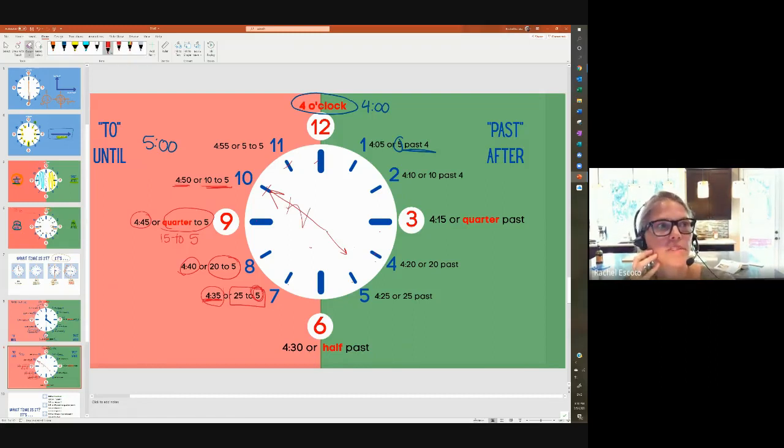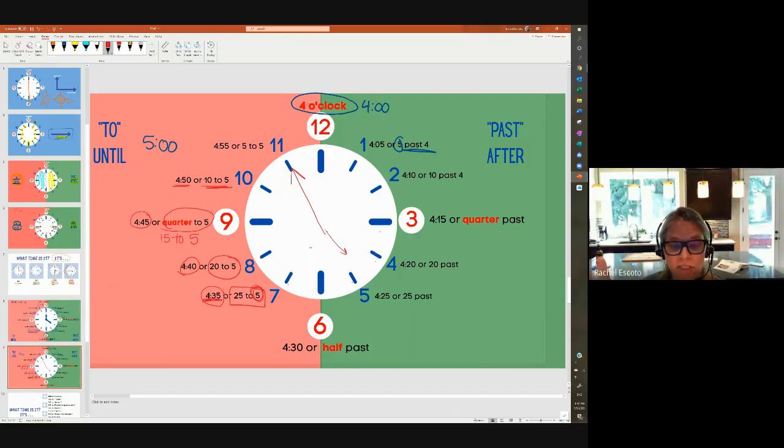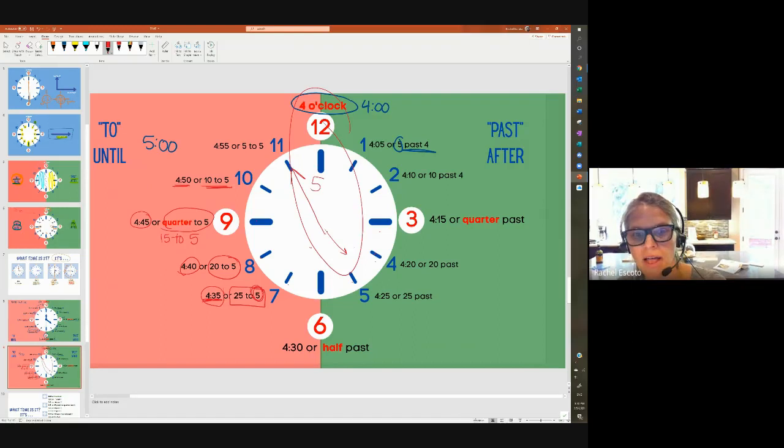Oh boy, sometimes my pen just doesn't work. Okay, and here we have 4:55 or 5 to 5. And then finally, we get 5 o'clock.